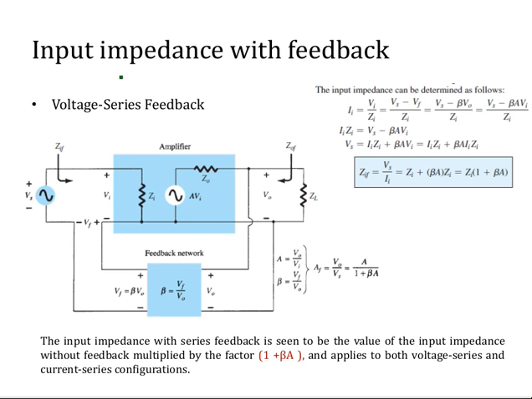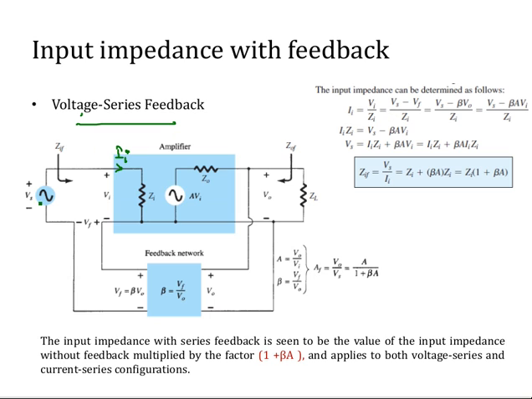Now let us see what happens to the input impedance with feedback. If it is a voltage series feedback connection, this is a diagram which is a little more explained diagram with input showing the amplifier itself with its input impedance and output impedance. So here you see the input impedance can be determined like this. Ii is equal to, what is Ii? Ii is the input current. Ii is Vi by Zi.